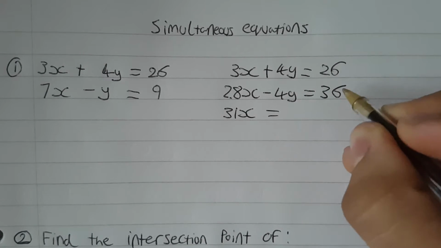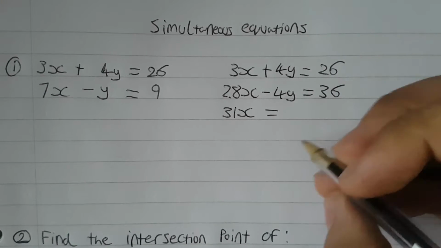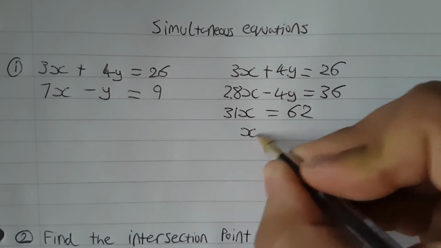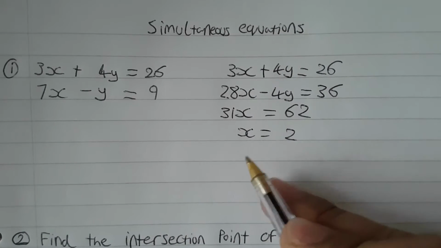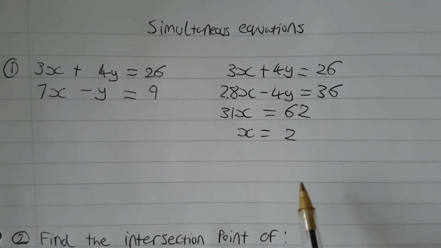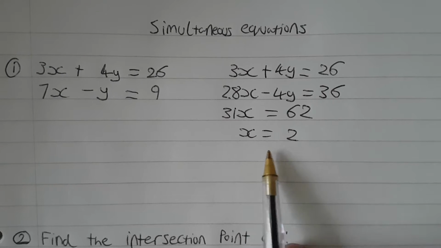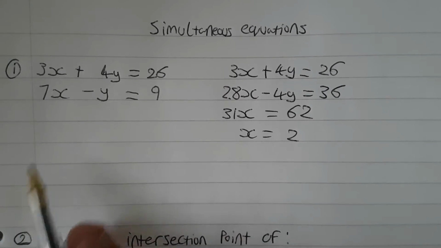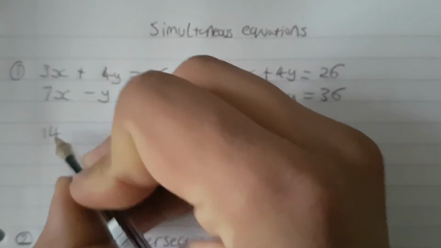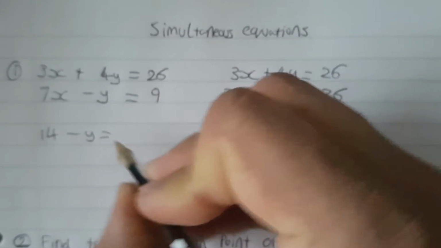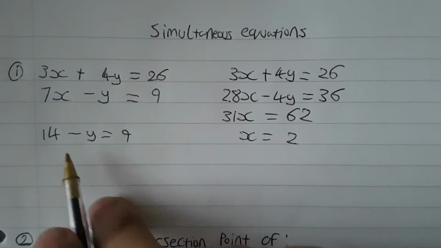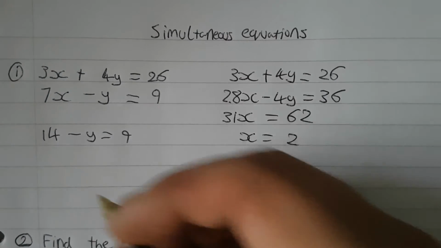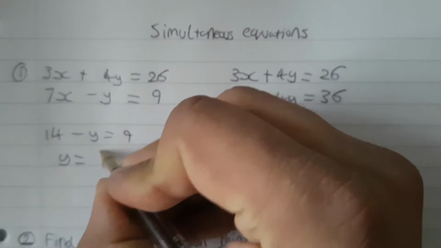So 31x equals 26 plus 36, which is 62. Now just by simplifying down, I can get x equals 2 because 62 divided by 31 is 2. Now we found the x coordinate. We can just plug in x into any of these equations. I will do 7x minus y. So 7 times 2 is 14. Minus y equals 9. Just by rearranging the equation, we can get 14 take away 9, which is 5, equals y. So y equals 5.